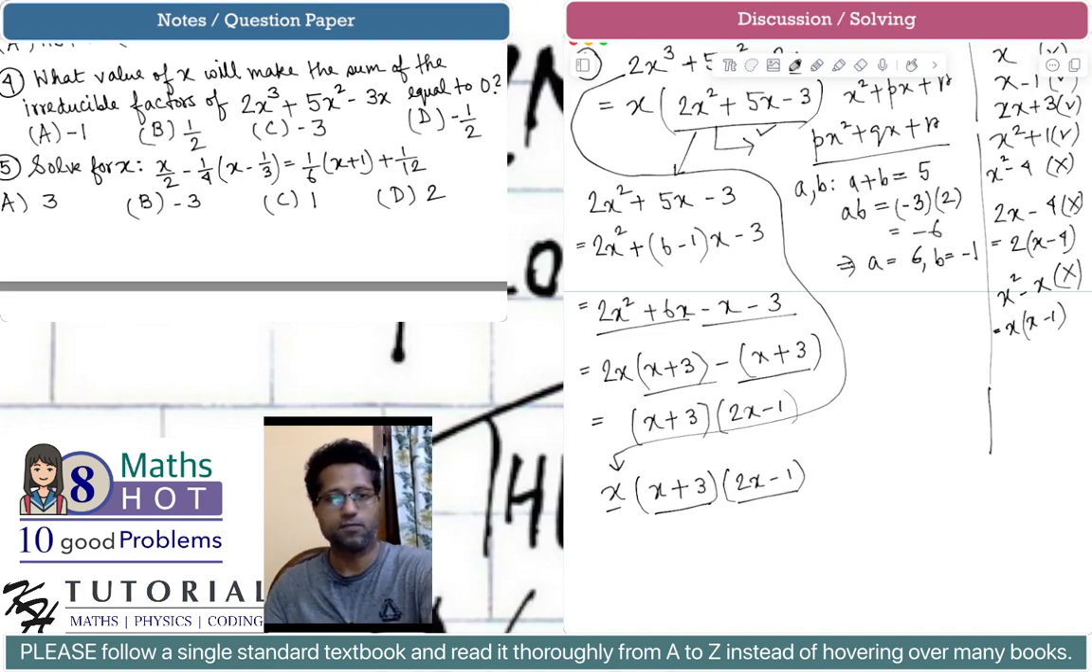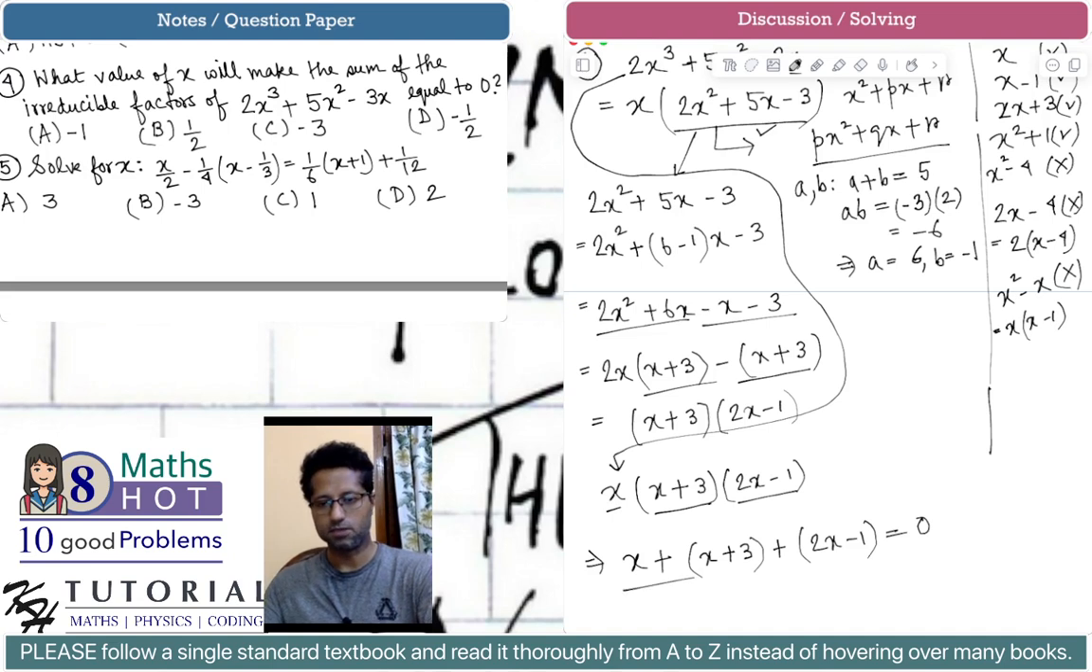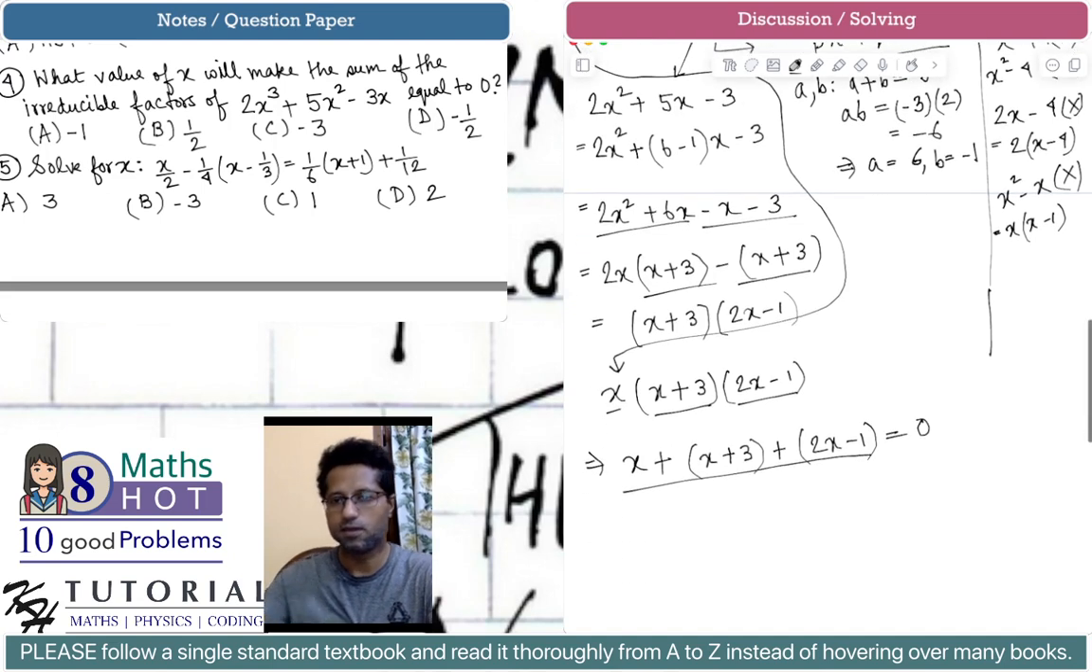It is asking what value of x will make the sum of the irreducible factors of this equal to 0. So this implies the sum of all the irreducible factors, x plus 3 plus 2x minus 1, is equal to 0. If we equate that to 0, we get a linear equation, and from here we have to solve for x, and that value of x is what the problem is asking.